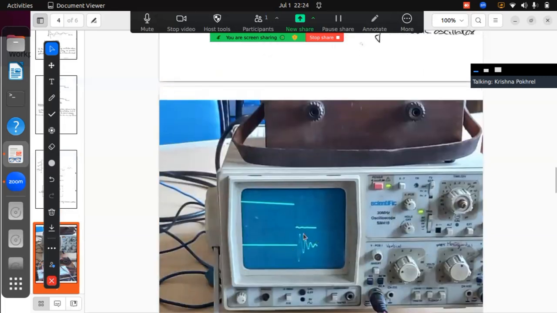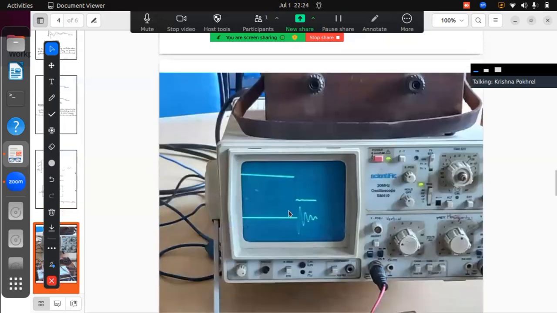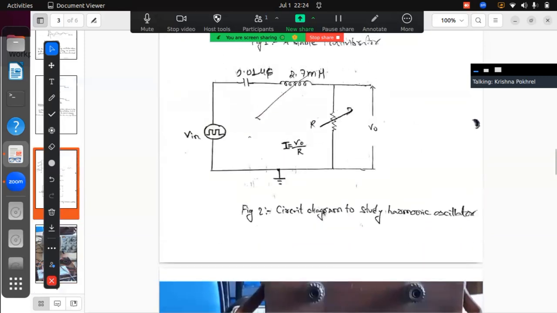Damping, underdamping, critical damping. And I'm sure that if you increase the value of resistance from a lower value to a higher value, you will get this type of damping condition. But let me tell you what I have performed: you need to start from a lower value, take small steps and go to the higher value.